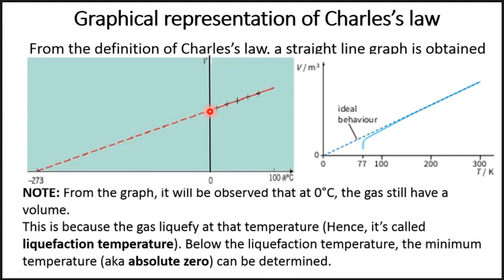Why? Because at that moment they are liquefied. Those gases are liquefied at that very temperature. So this explains how absolute zero is also derived.